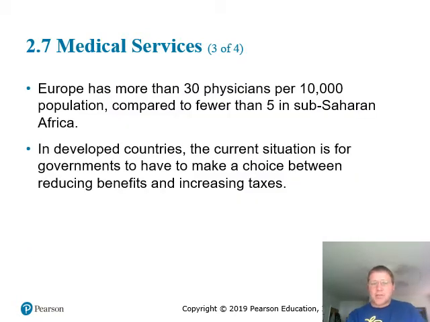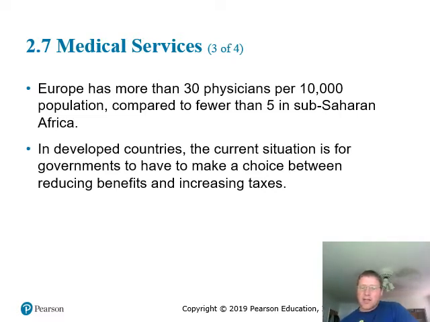A lot more doctors in Europe, 30 per 10,000 in the population versus 5 in sub-Saharan Africa per 10,000. That's just not a lot of doctors. It's hard to get to somebody who's actually a doctor. In developed countries, governments basically have to decide: are we going to raise taxes, or are we going to reduce medical benefits and things like that? A lot of times in the United States, if we're going to provide health care for everybody, then we're going to have to raise taxes on everybody.